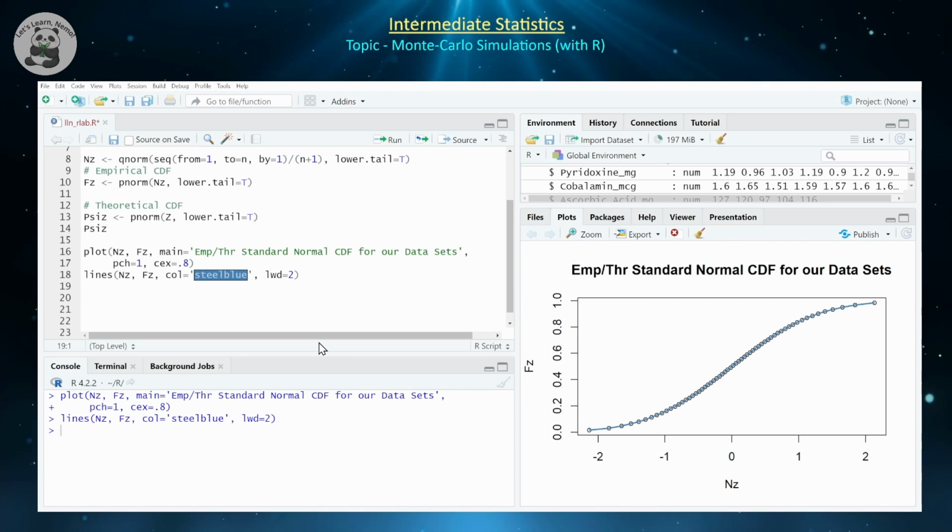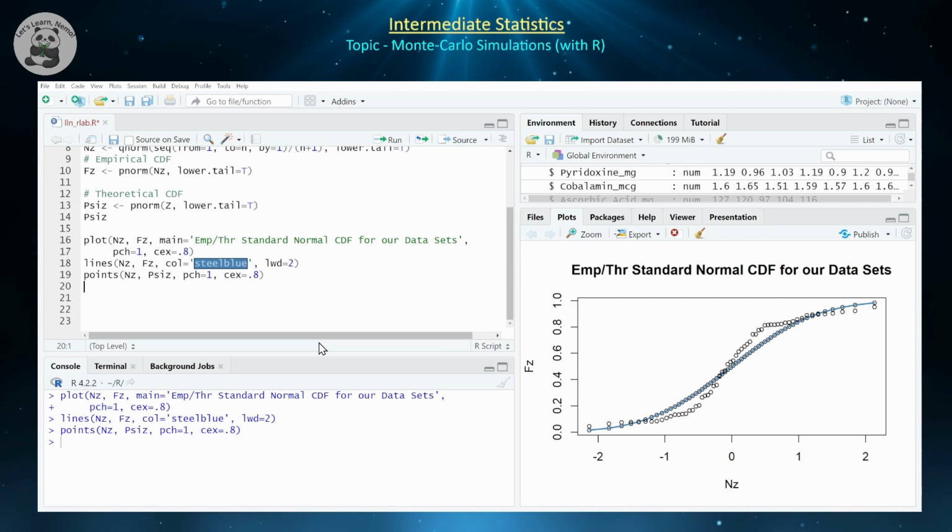Right, so there's our first set. And then we're going to be plotting our theoretical points, which is going to be NZ, and then psi z, and then PCH equals 1, and CEX equals 0.8. So that's our point values, and those should match exactly if we have exact evidence to believe it comes from a standard normal distribution, but of course slight variation is expected.